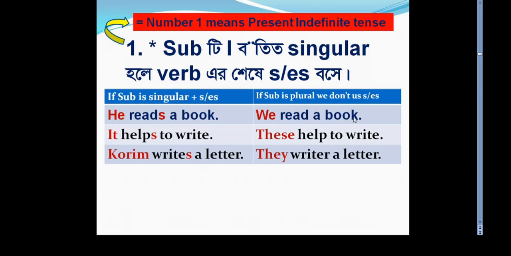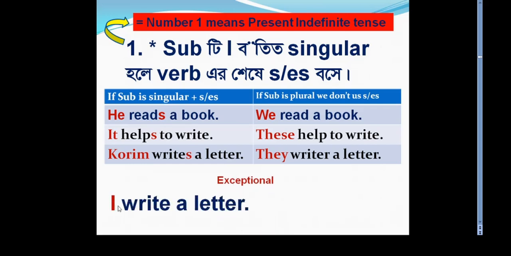There we read a book. Here subject is we and subject we is plural, so we don't use s or es. There these help to write. Here this is plural, so we don't use s or es, and they similarly is plural, so we don't use s or es. I hope student you are clear where we use s or es when the sentence is present indefinite tense. We use s or es at the ending of verb when subject is singular without I. I is exceptional.